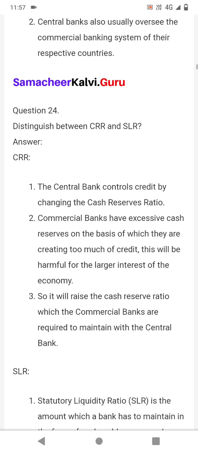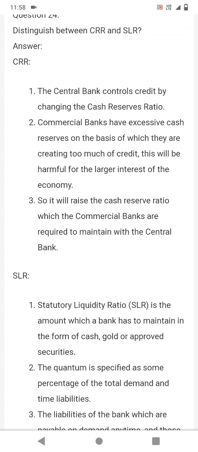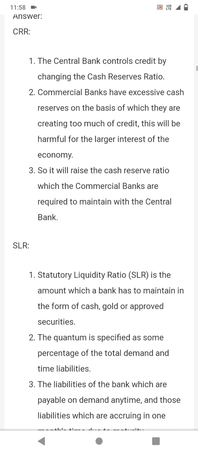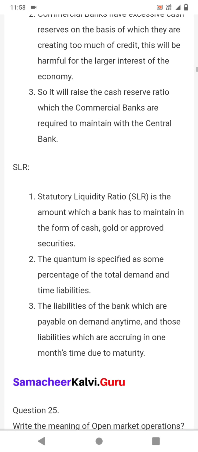The next question, distinguish between CRR and SLR. The central bank controls credit by changing the cash reserve ratio. CRR is nothing but the cash reserve ratio. If commercial banks have excessive cash reserves on the basis of which they are creating too much credit, this will be harmful for the larger interest of the economy. So the central bank will raise the cash reserve ratio, which the commercial banks are required to maintain with the central bank.